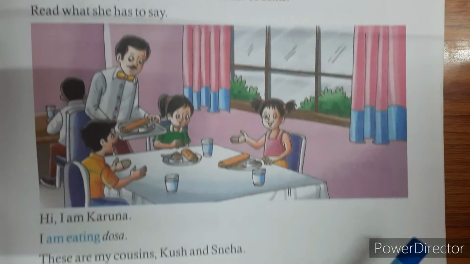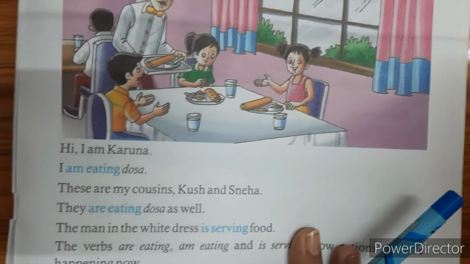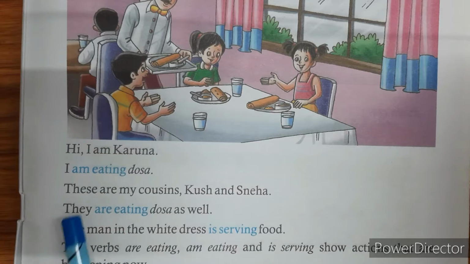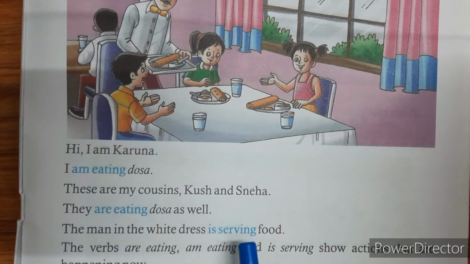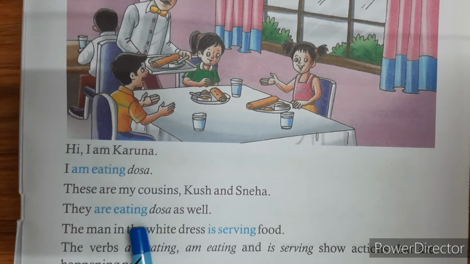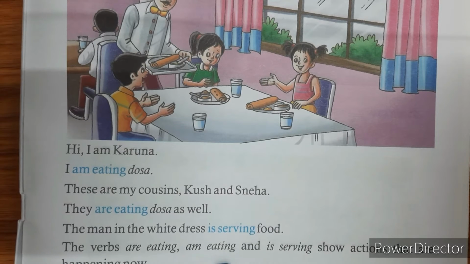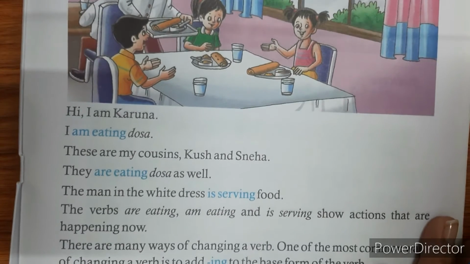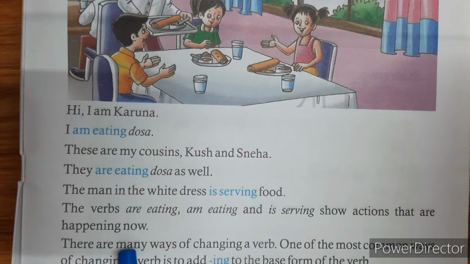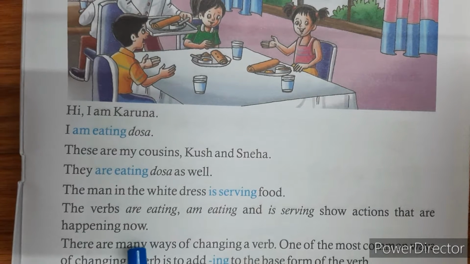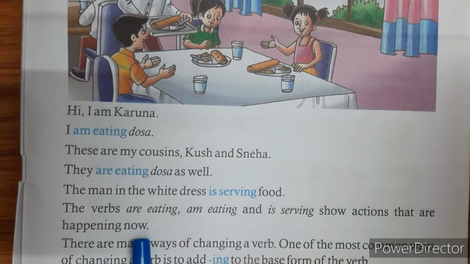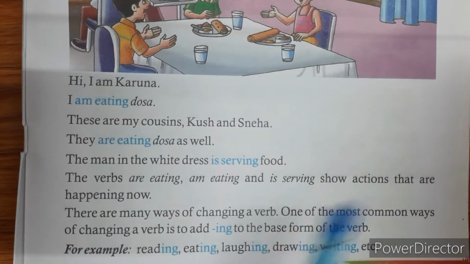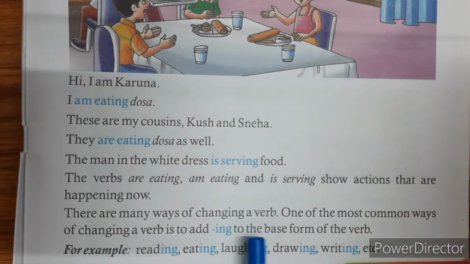Now students, if you look carefully at the sentences, you will see that some of them are mentioned in blue. Am eating, are eating, is serving. Now these verbs, are eating, am eating, and is serving, show actions that are happening now, means in the present time. There are many ways of changing a verb.